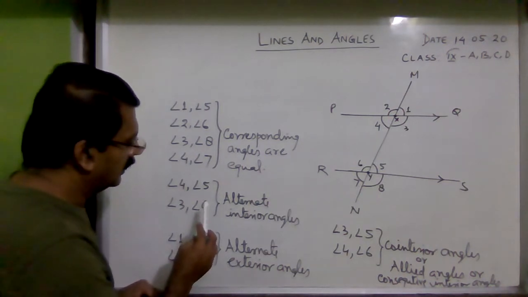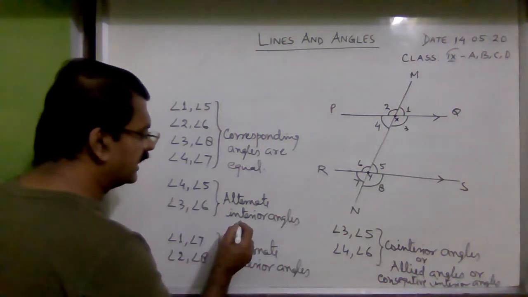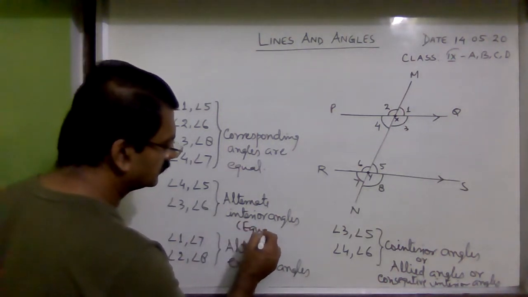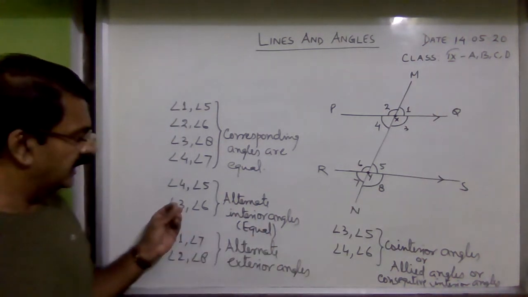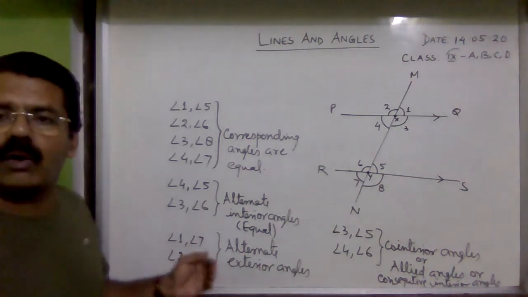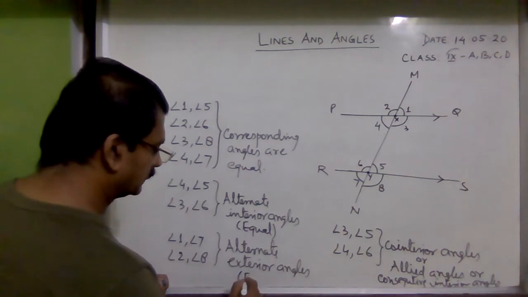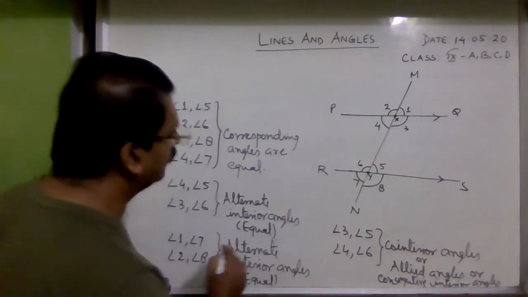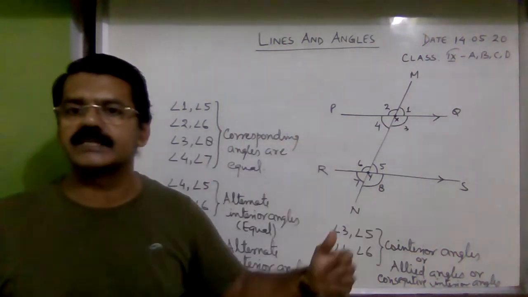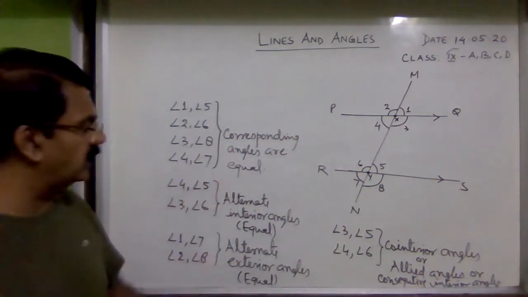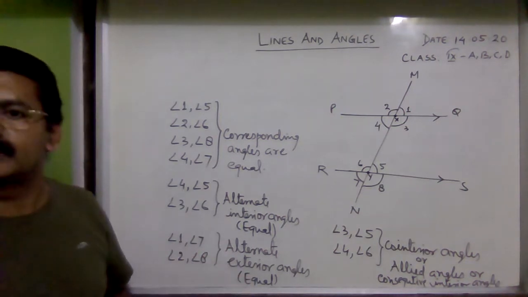Now, what about the alternate interior angles? Alternate interior angles are also equal. Then what about the alternate exterior angles? Alternate exterior angles are also equal. So when the two lines are parallel and one transversal is there, the corresponding angles are equal, alternate interior angles are equal, and alternate exterior angles are also equal.